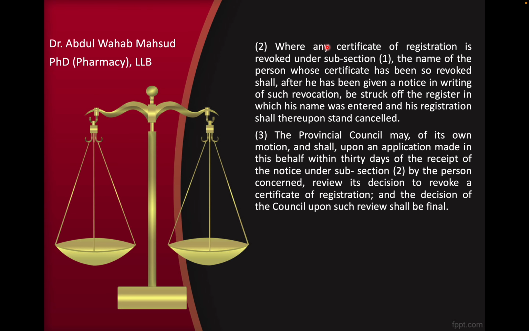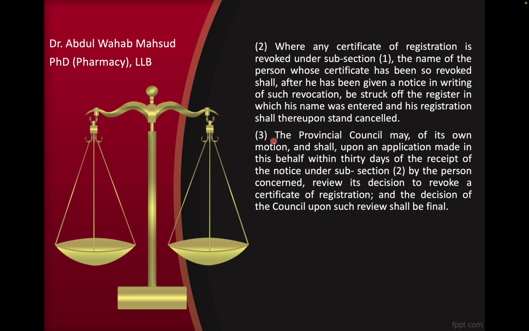Subsection number 2. Where any certificate of registration is revoked under subsection 1, the name of the person whose certificate has been so revoked shall, after he has been given a notice in writing of such revocation, be struck off the register in which his name was entered, and his registration shall thereupon stand cancelled.